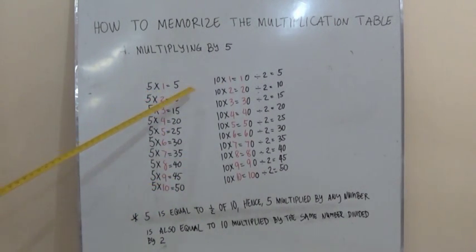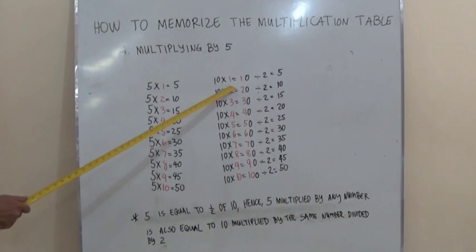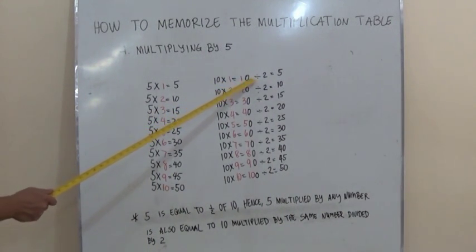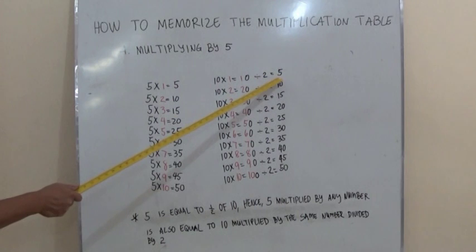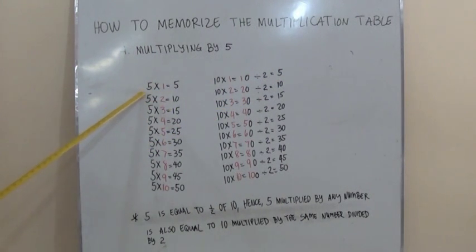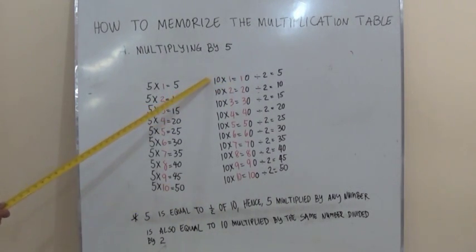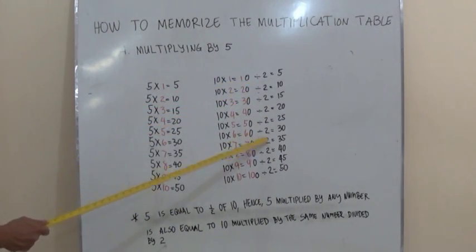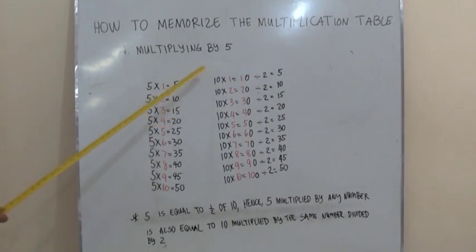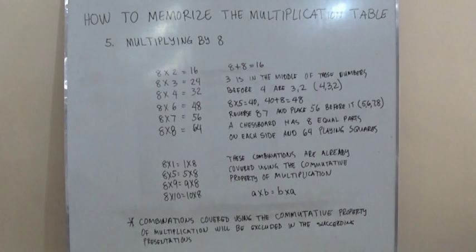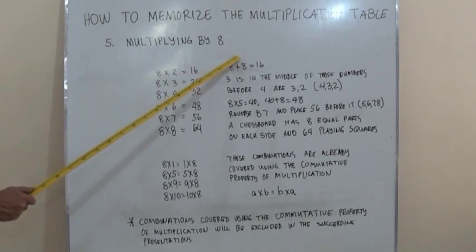5 times 1 becomes 10 times 1. After getting the product, divide by 2 to get 5, which is the answer for 5 times 1. So, the product we get from multiplying by 10, we just divide it by 2 to get the answer for multiplying by 5. Moving on, let us go to multiplying by 8.